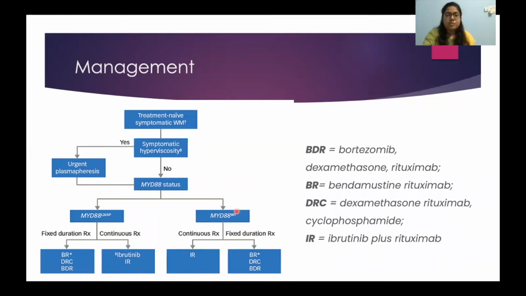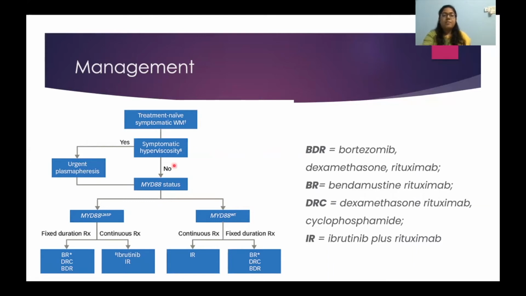Now, how are you supposed to manage this patient? Obviously this patient has a history of hyperviscosity, and we are suspecting a case of Waldenstrom macroglobulinemia. What is happening in Waldenstrom macroglobulinemia? There is a lymphoplasmacytic lymphoma, a B cell lymphoma basically, which is associated with increased production of IgM. This IgM is causing hyperviscosity.